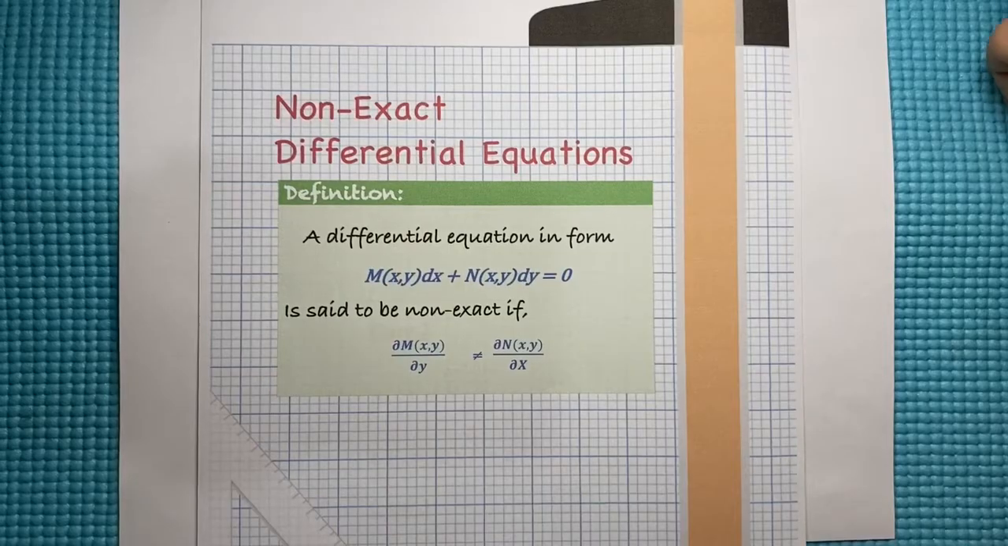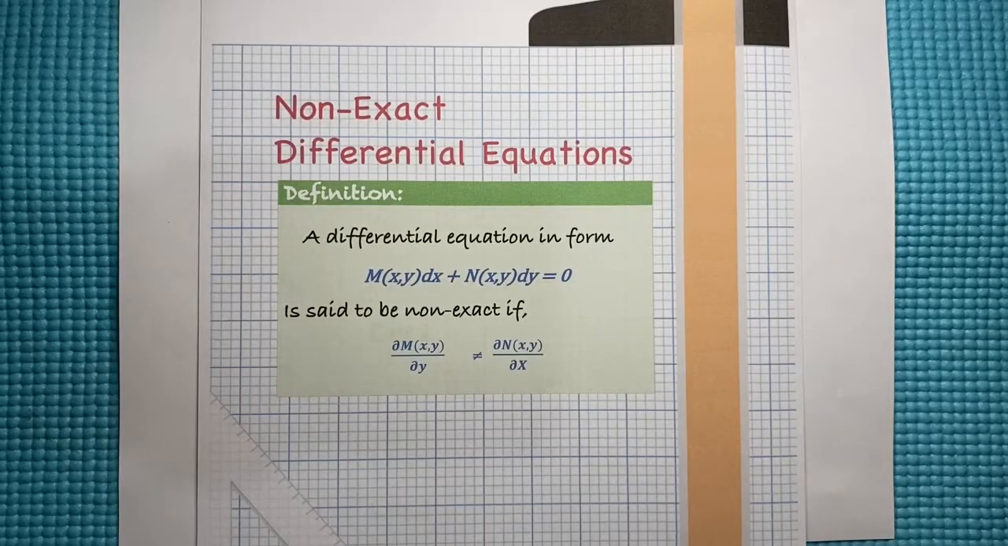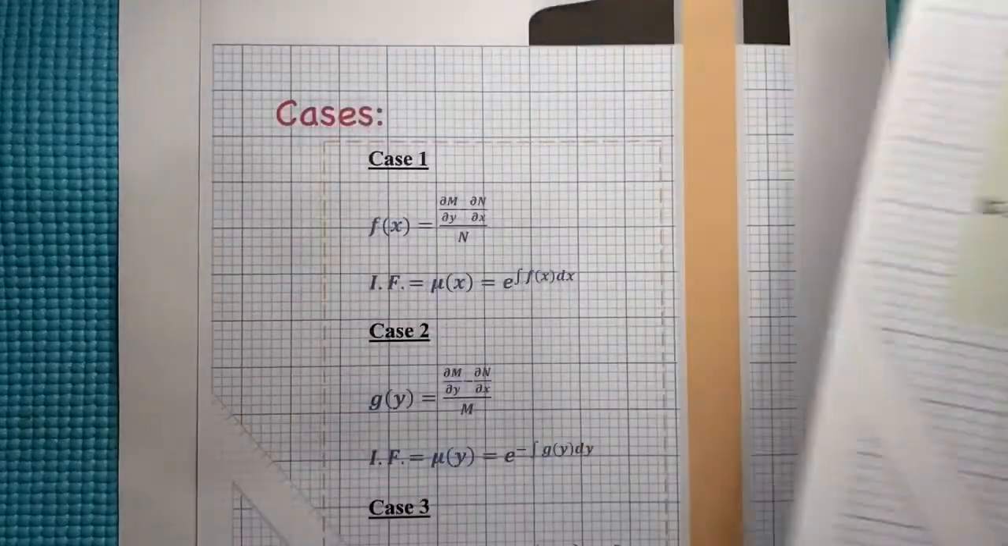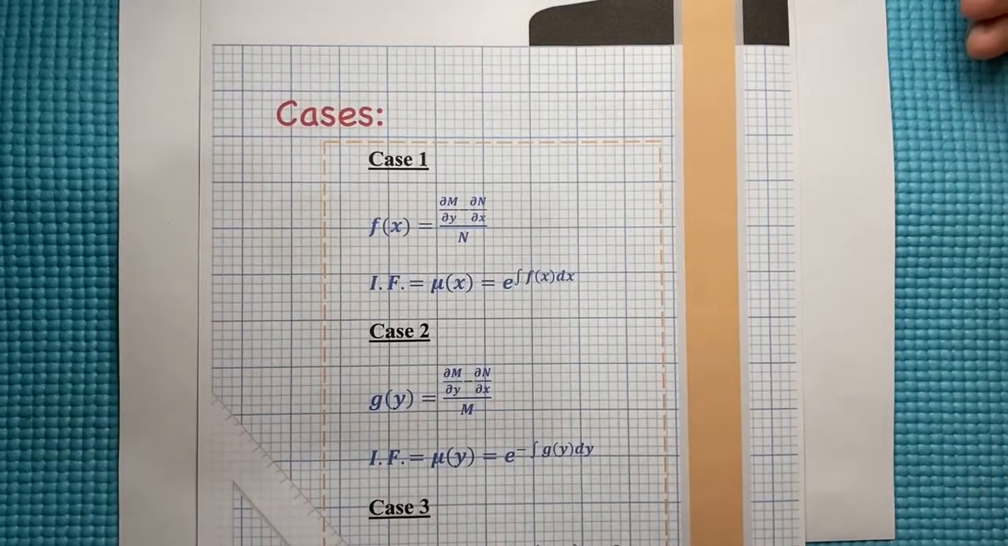In a non-exact differential equation, the idea is that we are going to determine an integrating factor that would make the non-exact differential equation exact. The integrating factor will be multiplied with the original differential equation, and once it is multiplied, if we test its exactness, it becomes an exact differential equation. There are different cases in determining the integrating factor of a non-exact differential equation.